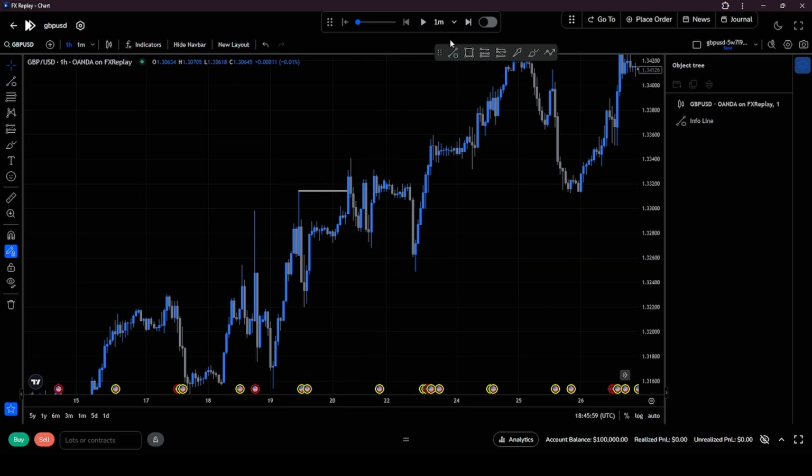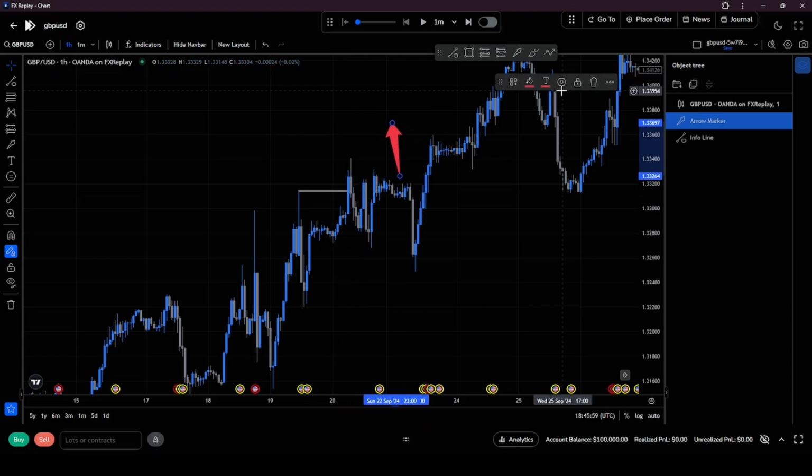After breaking the structure, we created a low here, which is a minor inducement, because this inducement, this pullback, happened before the break of structure.